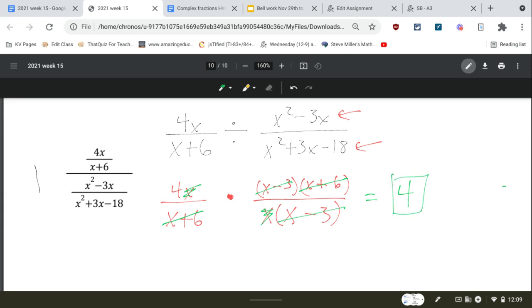Cool. So no matter what number you plug in for x in this expression, like if you plug in 10 or negative 5, if you work it out on a calculator or by hand, you're going to get 4 as your final answer. I think that's good.